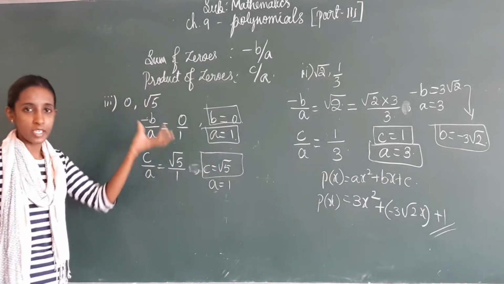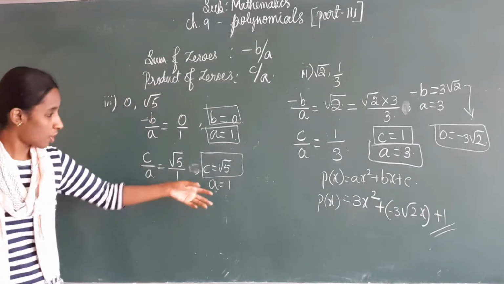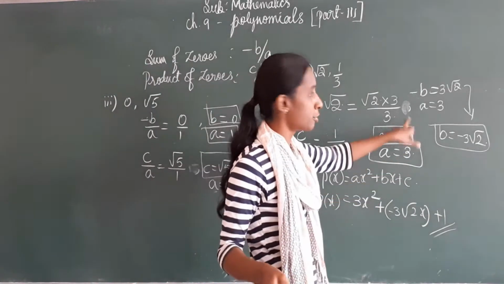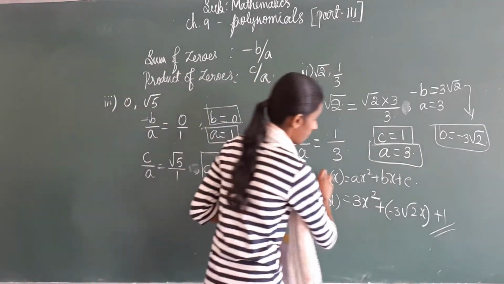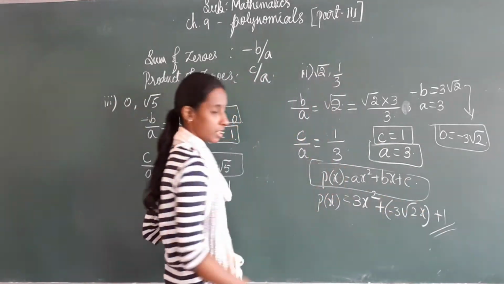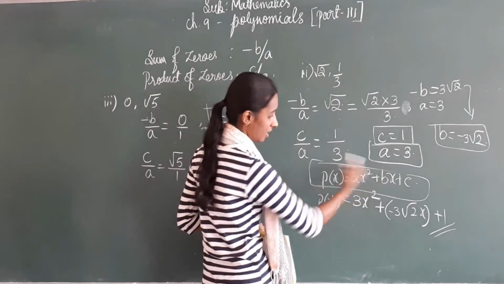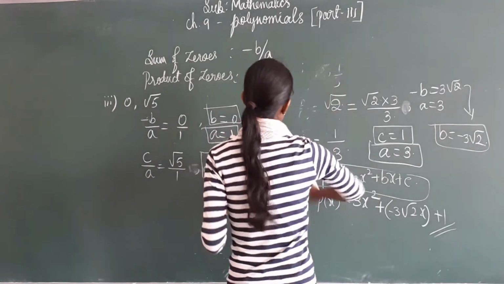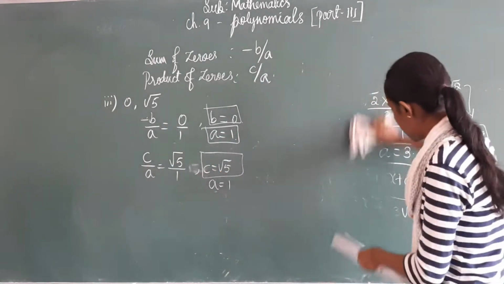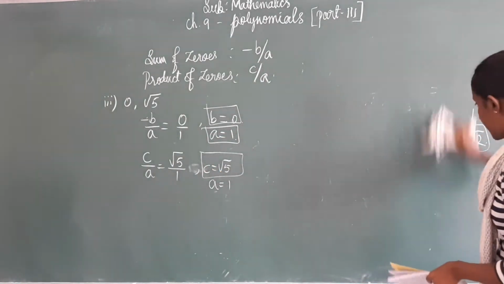So frame the quadratic equation. Hope you know how to frame the quadratic equation when you know the values. Just compare it with the standard form. Here, substitute the values of a, b and c, that's all. Don't stop there only. You have to frame the quadratic polynomial.